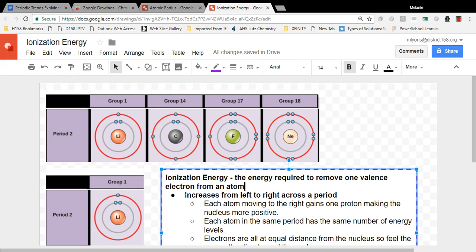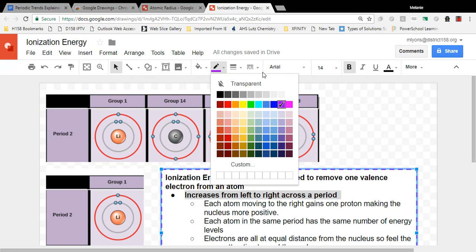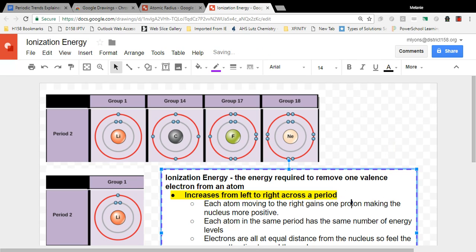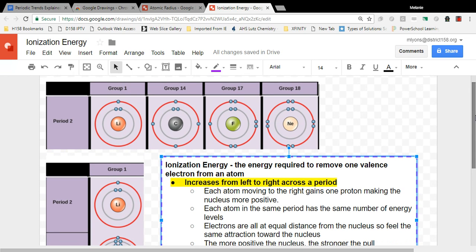All right. This trend, the period trend of ionization energy, is going to increase as we go from left to right across a period. So, for example, if we are looking at lithium, carbon, fluorine, neon, neon would have the highest ionization energy, and lithium in that period would have the lowest. So let's look at the why.